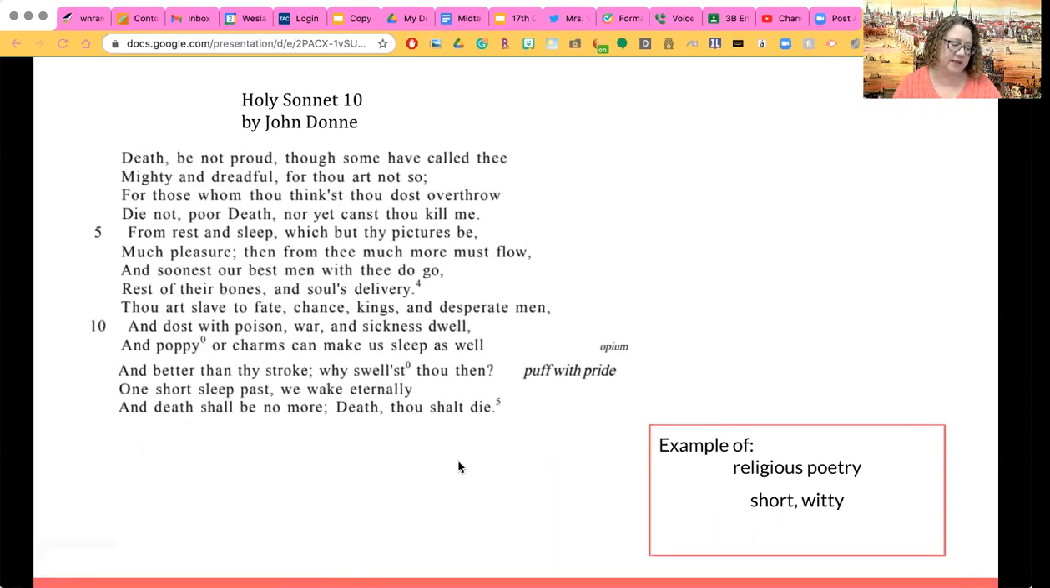All right, the last poem to look at today to show 17th century literature is Holy Sonnet 10. Holy Sonnet 10 is part of a series of sonnets that John Donne wrote. It's religious poetry, which is one of the qualities of 17th century literature. Not all of it is religious, but a lot of it has religious overtones. And it's also short and witty. It's about death. You wouldn't expect death to have a witty quality to it. But what's witty about this poem is that the speaker is kind of promising death that he won't be the end of him. And it's about eternal life.